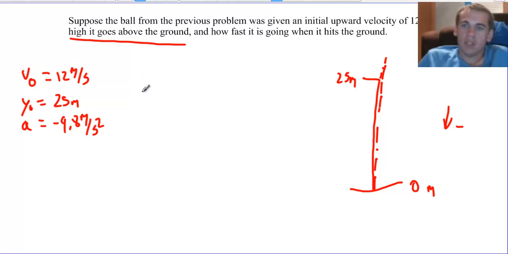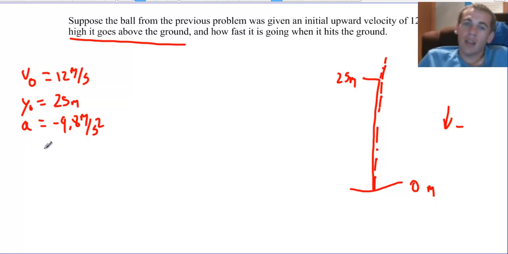The question really becomes, well, what other information do I know? Because an initial position, an initial velocity, and an acceleration are not enough to get me all the information I need to solve this problem. I need one more thing.